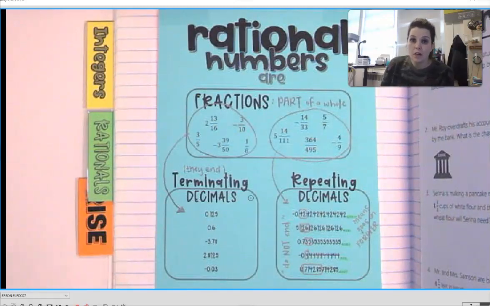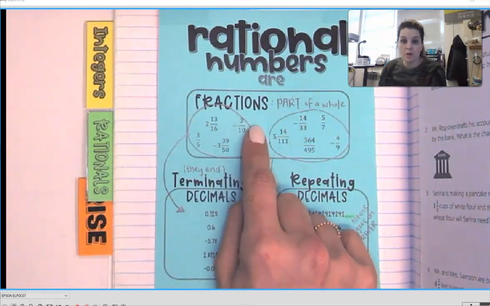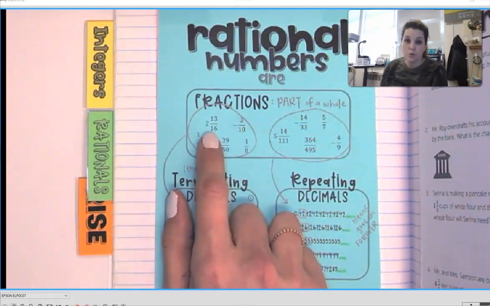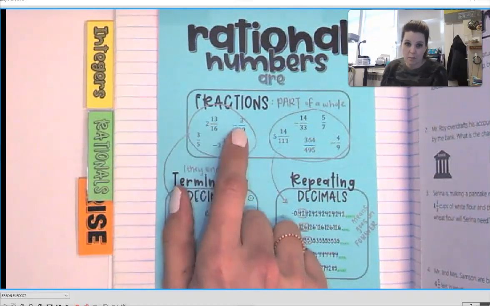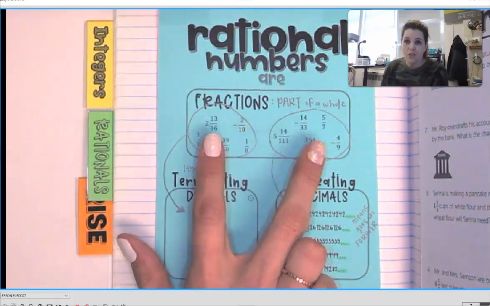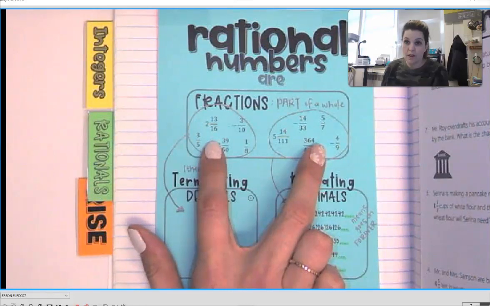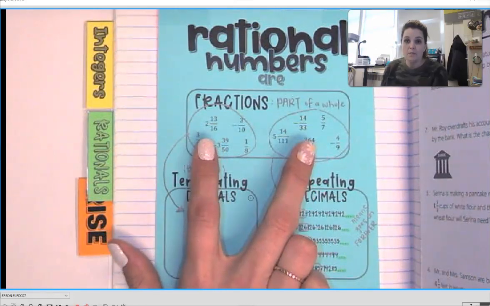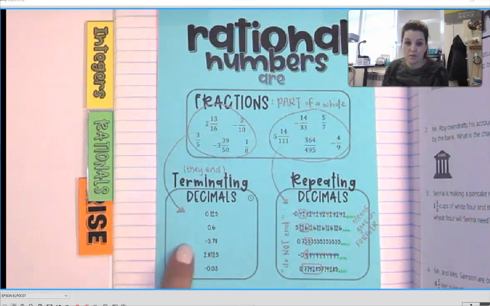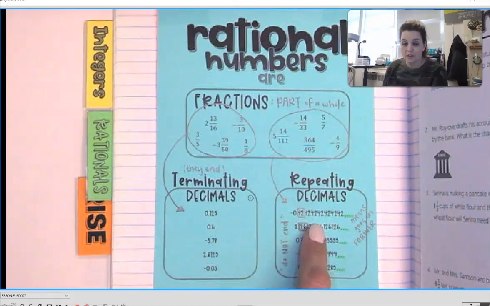So here on this part of our paper, we talked about what fractions are. This is a mixed number, and this is a mixed number, but the rest of these are fractions. So we had 2 groups of fractions and mixed numbers, and they were separated into 2 groups because some of them are what we call terminating decimals and the others are what we call repeating decimals.